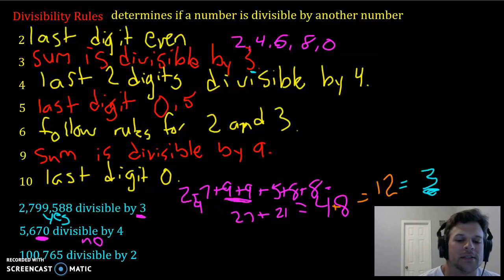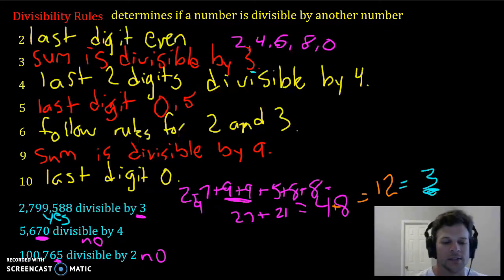Last one, 100,765, is it divisible by 2? 2 is the easy one. You just look at the last digit and check to see if it's even. The number 5 obviously is not even, so no, 100,765 is not divisible by 2.